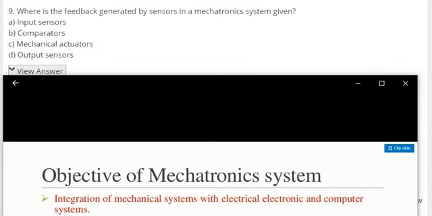Next, what is the feedback generated by the sensor in the mechatronics system given? Input sensor, comparators, mechanical actuators and output sensor. यहाँ पे द फीडबैक जनरेट होता है सेंसर का इन द मैकेनिकल सिस्टम में, वो करता है कंपैरेटर.